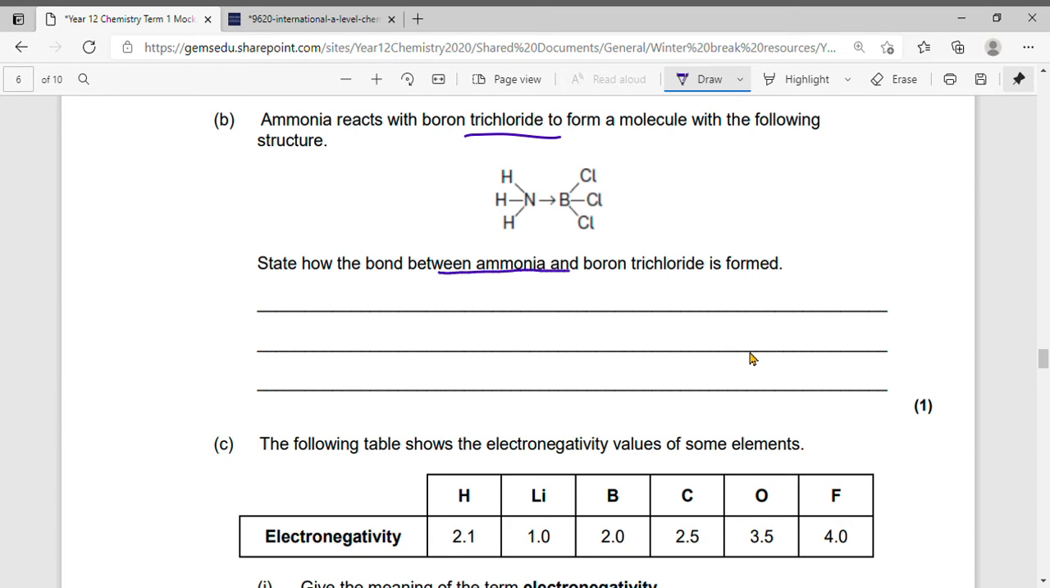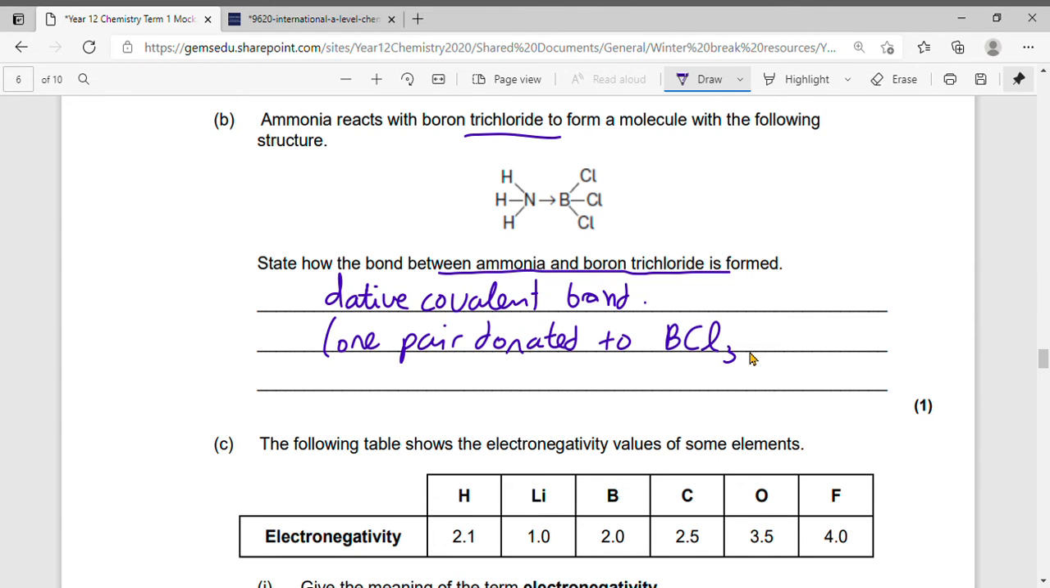Ammonia reacts with boron trichloride to form a molecule with the following structure. State how the bond between ammonia and boron trichloride forms. It's a dative covalent bond. Lone pair donated to boron chloride to form dative covalent bond. Let's carry on swiftly.